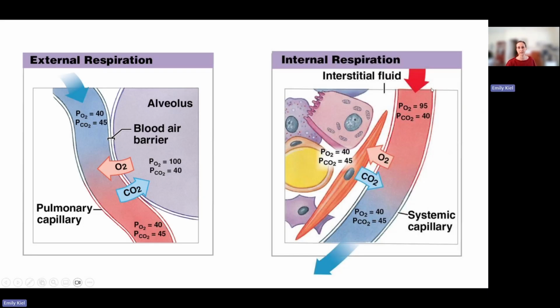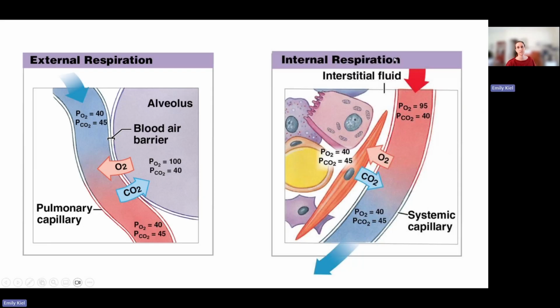Here we've got this oxygenated air. We've got not a lot of carbon dioxide. In internal respiration, we're using the interstitial fluid and it's going into the cells. The oxygen concentration is higher in the capillary than in that interstitial fluid, so oxygen will move to the interstitial fluid. The carbon dioxide is higher in the interstitial fluid than it is in the capillary, so it's going to move into the capillary. And now we have deoxygenated blood, which is going to return to the lungs for external respiration.